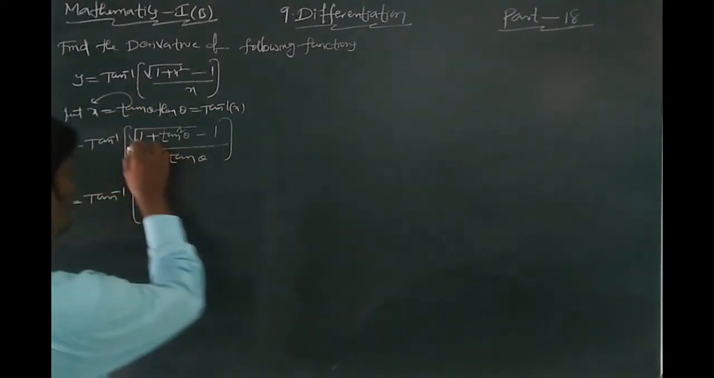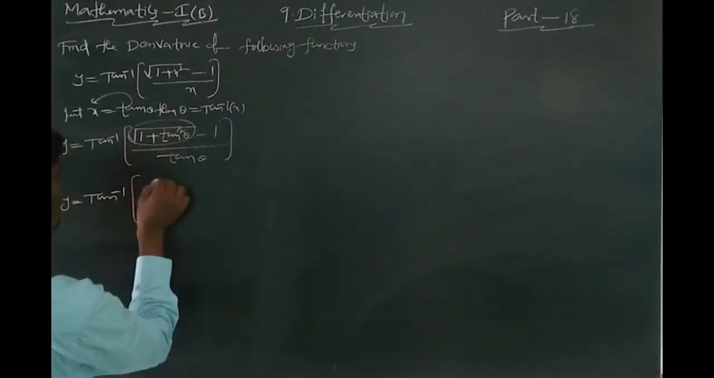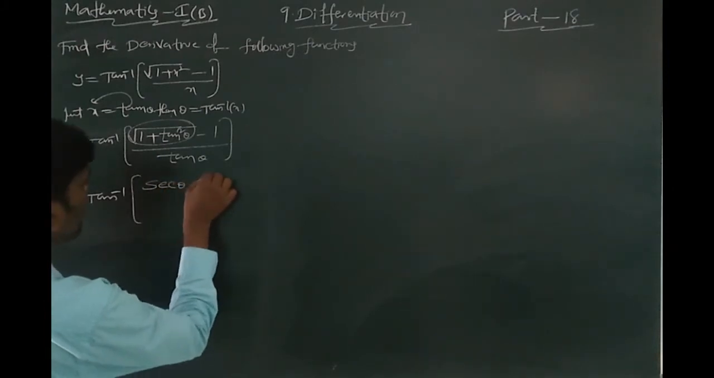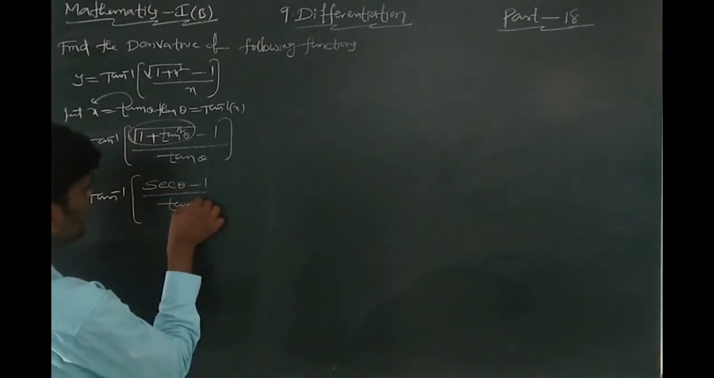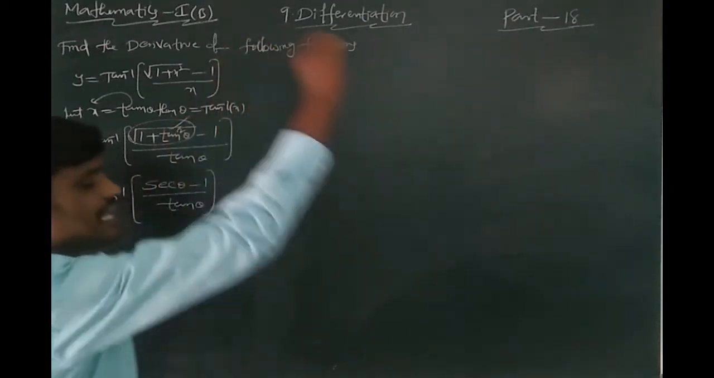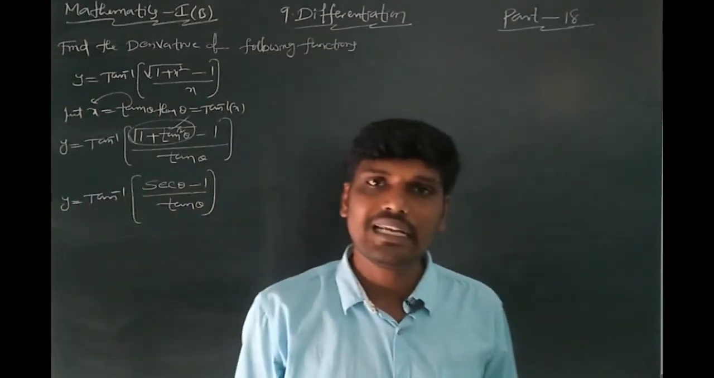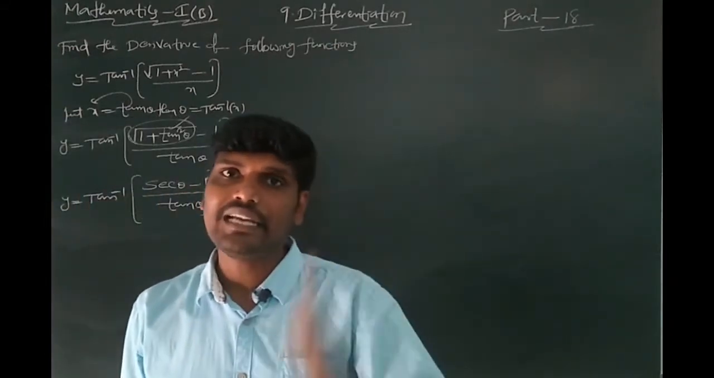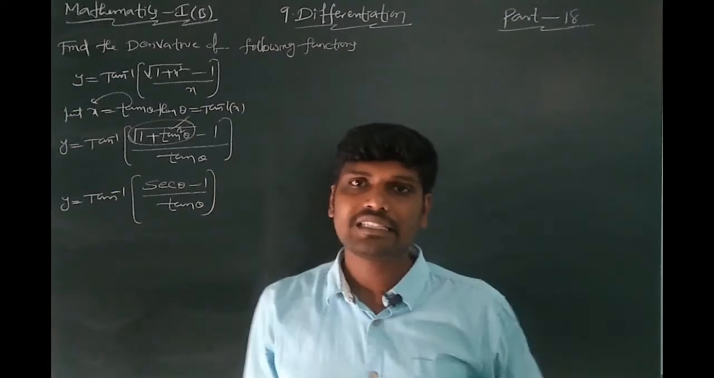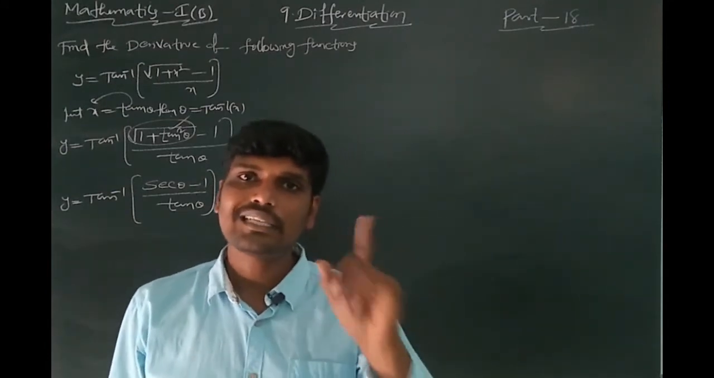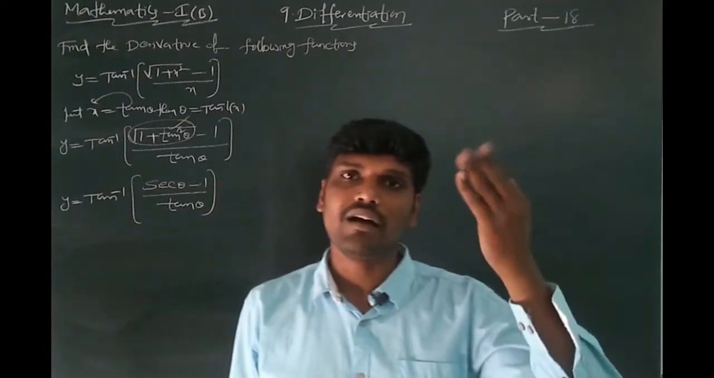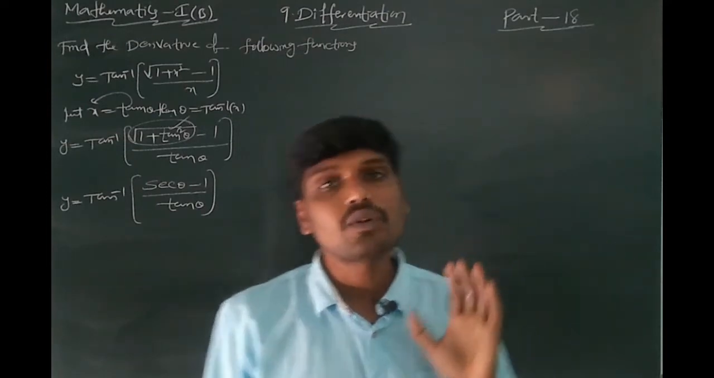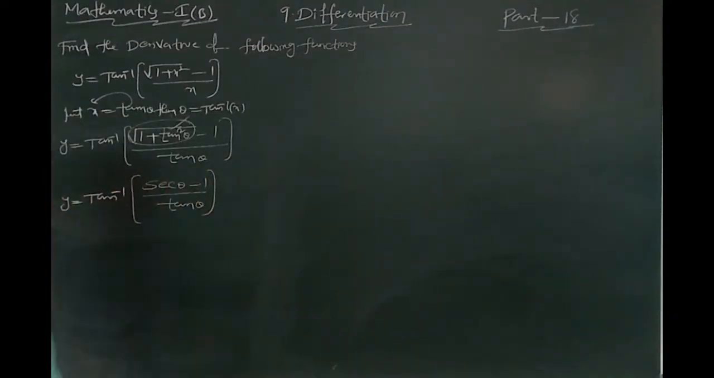You can write square root of 1 plus tan square theta as nothing but secant theta, minus 1 by tan theta. Why? Because you know the identity: secant square theta minus tan square theta equal to 1. Secant square theta equal to 1 plus tan square theta. Secant theta equal to square root of 1 plus tan square theta. You can write that formula.